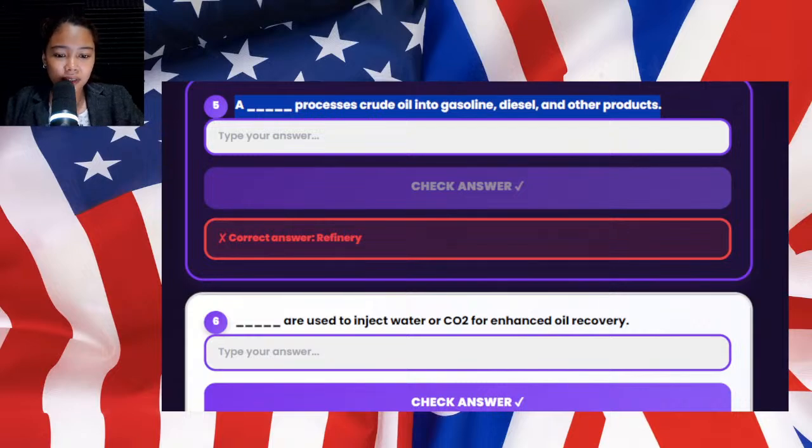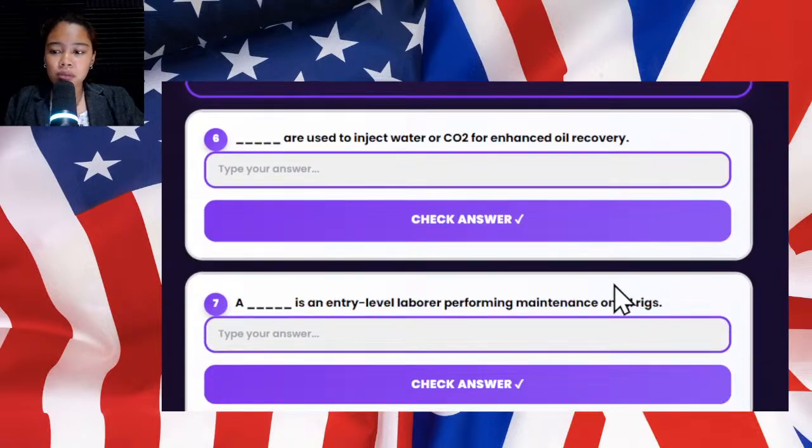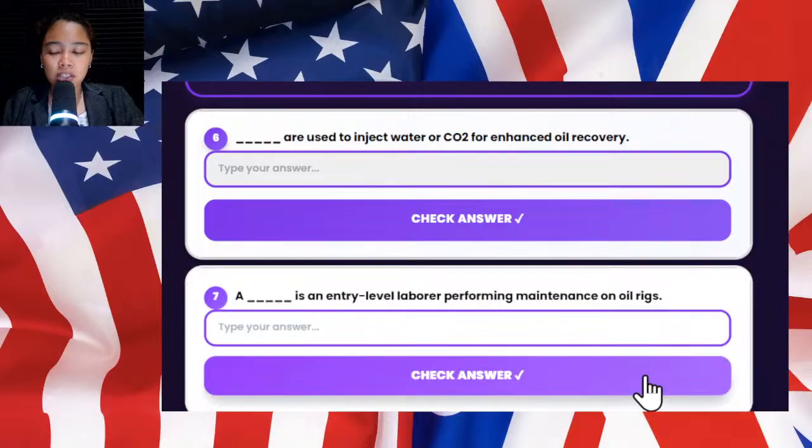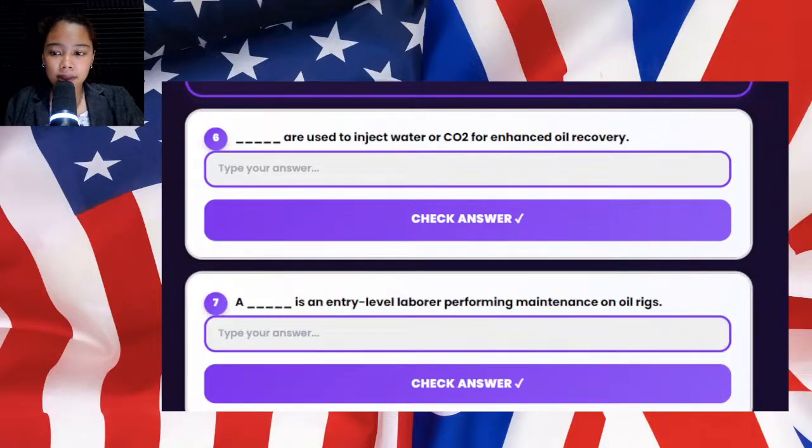Okay, that is refinery. I hope everybody got that. That was just a small slip up because of overlapping definitions. When we say a refinery, that is an industrial facility where the crude oil, or the black gold, extracted from the earth is processed and transformed into a variety of useful petroleum products. So that is refinery. Okay. Next, we move on to number 6. Blank are used to inject water or carbon dioxide for enhanced oil recovery. Okay, share your answers in 10 seconds.